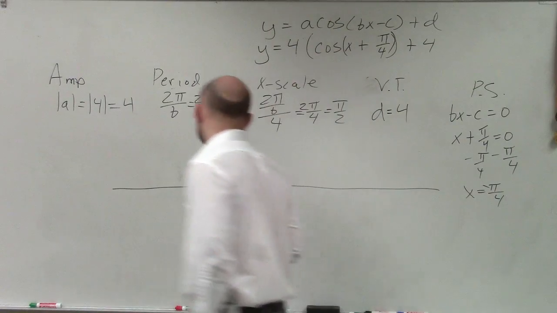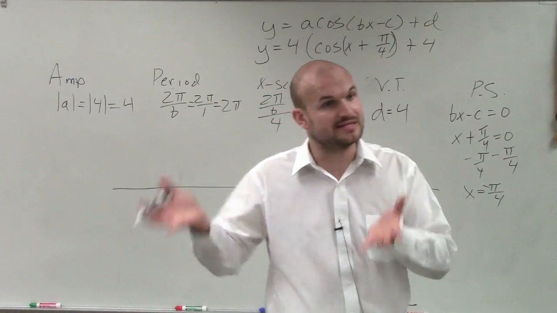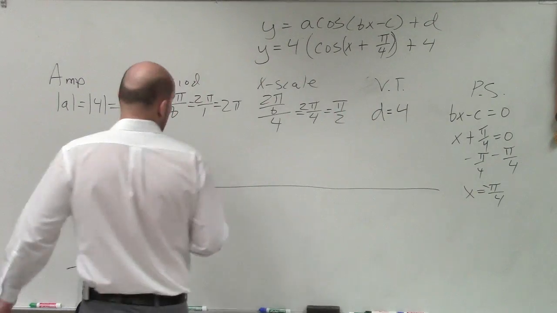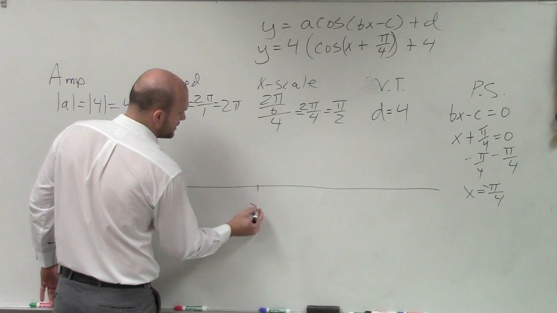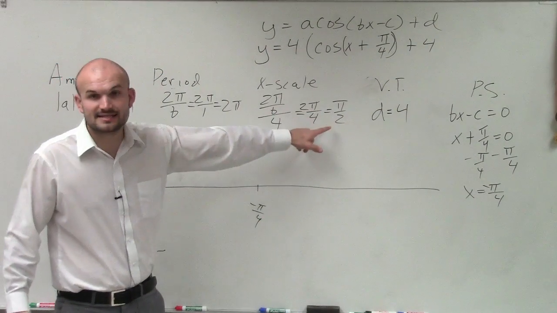And yes, I'm going to want to start at where my phase shift is. So if the phase shift is at 0, I start at 0. If it's at pi over 4, I'm going to start at pi over 4, or negative pi over 4. So that's going to be my first point, negative pi over 4. Now we look at my x scale. My x scale is pi halves.